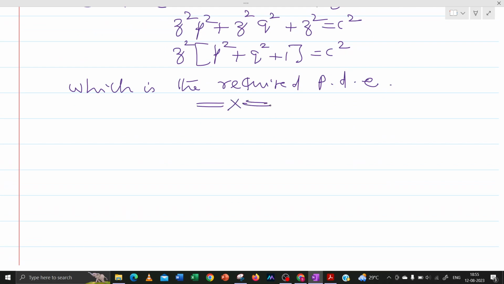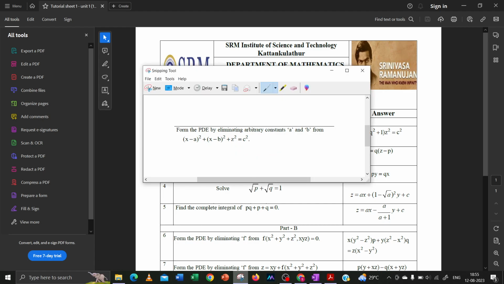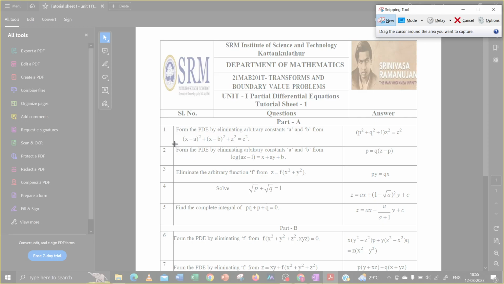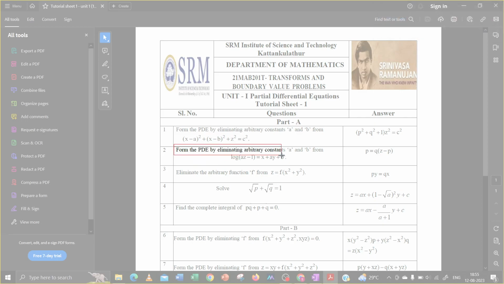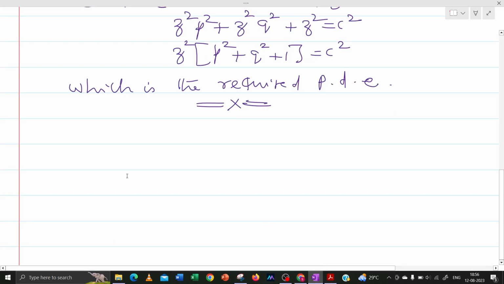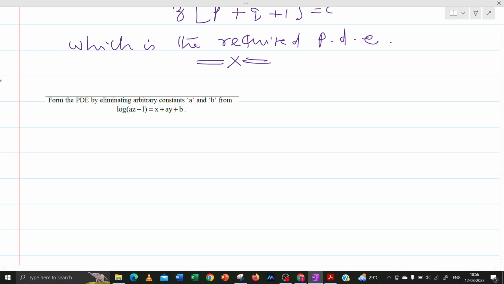We can go for the second problem. Once again, we'll cut it and then paste here. Form the PDE by eliminating the arbitrary constants a and b from the second one. So, put it here. So this is the second question here.